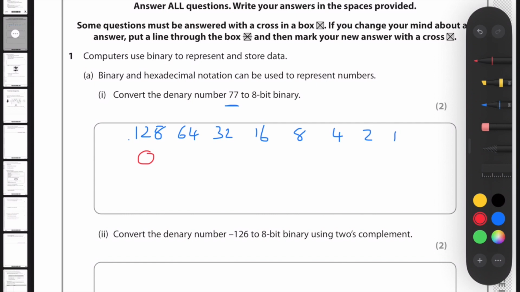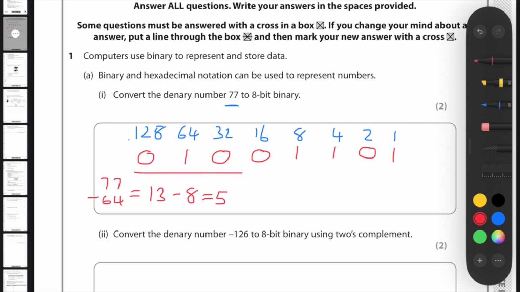So 128 does not fit into 77, but 64 does, which means that if we have 77, take away 64, we have 13 left. Now 32 doesn't go into 13, 16 doesn't go into 13, but 8 does, and 13 minus 8 equals 5, which means we've got 1 4 left, no 2s, and a 1. So 77 equals 01001101. Okay, now it's 2 marks.